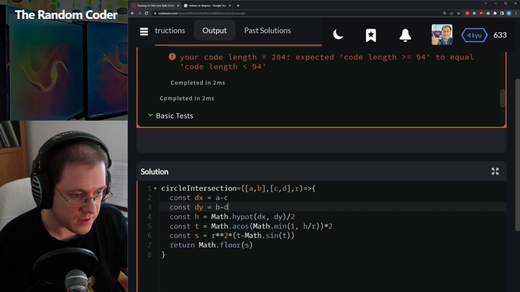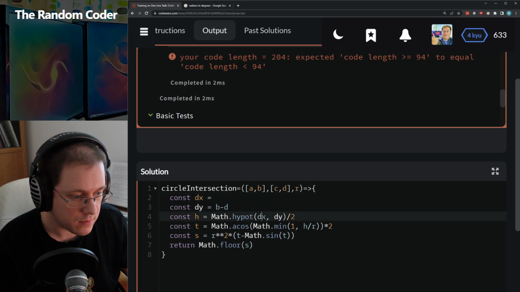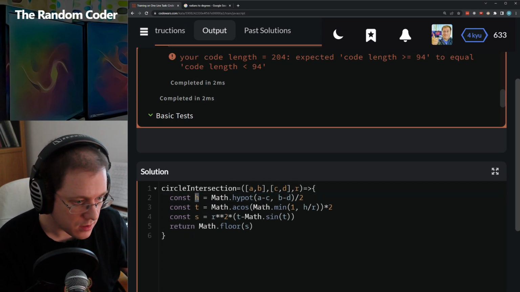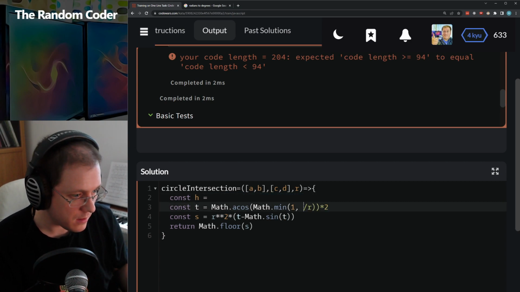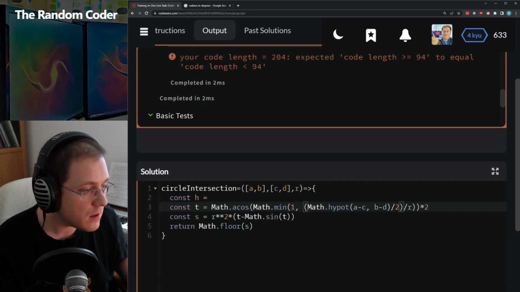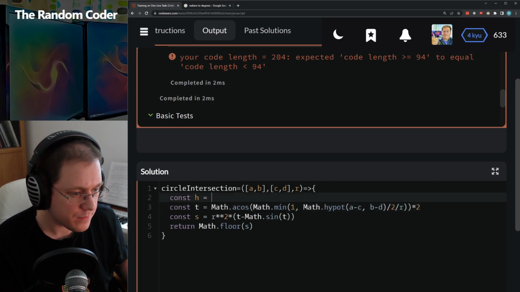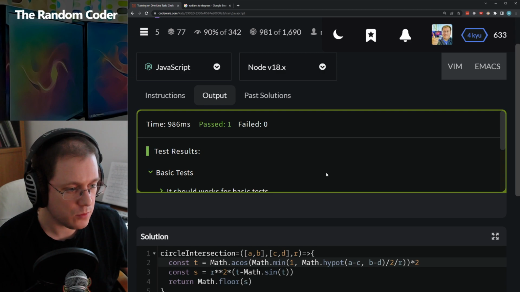But we can clean a lot of this up, I think. We don't actually need to store these. We can do this. H is only used once, therefore we can put that here. Let's just put brackets around it, although actually I don't think it's needed. You can do that. Let's just run it again, make sure it still passes. Which it does.